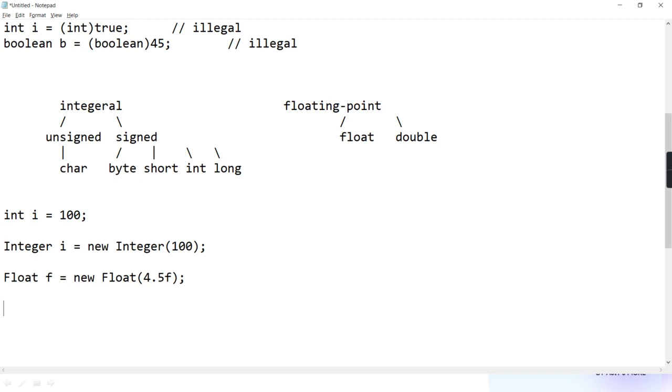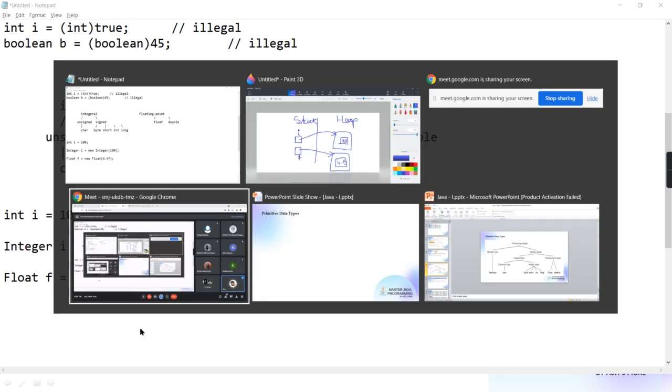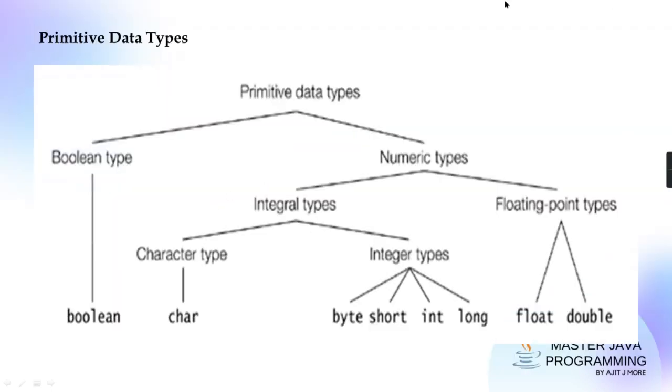Clear? So for every primitive, is there a corresponding wrapper provided by Java? Yes. So as there are 8 data types, there are 8 wrapper classes. And we use those wrapper classes to treat our primitive value as an object. Let's move on. We will discuss all this in detail now.